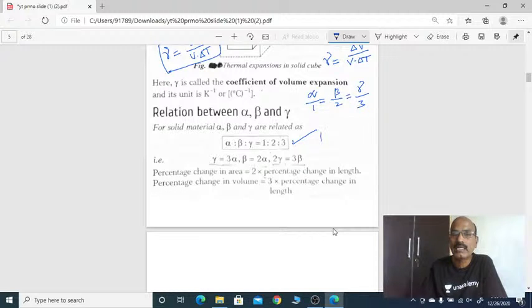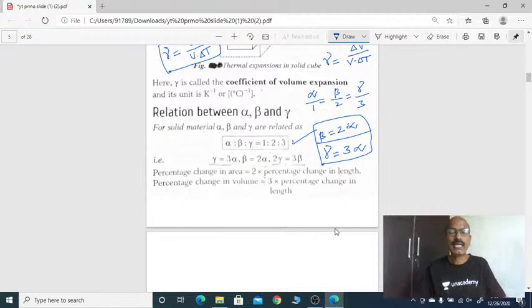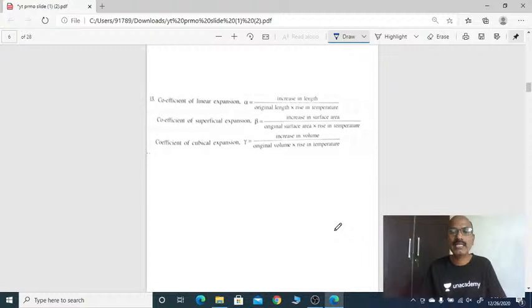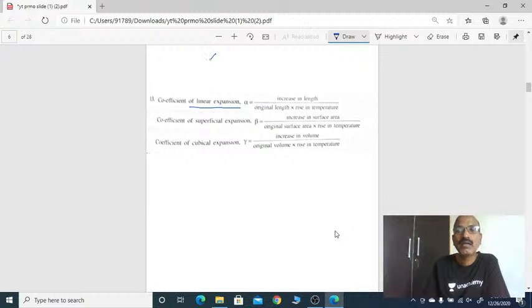So we know that beta equals twice alpha, gamma equals thrice alpha. Keep this relation in mind. Now let us move to an important problem. Before that, keep in mind the coefficient of linear expansion, alpha. Coefficient of linear expansion equals increase in length by original length into rise in temperature.